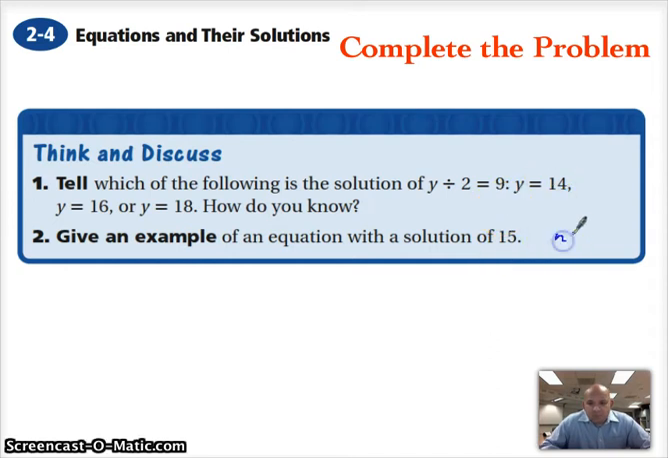For instance, I'll get you started here, n equals 15 somehow, or you can make that any variable you want. And you come up with an equation where this will work.